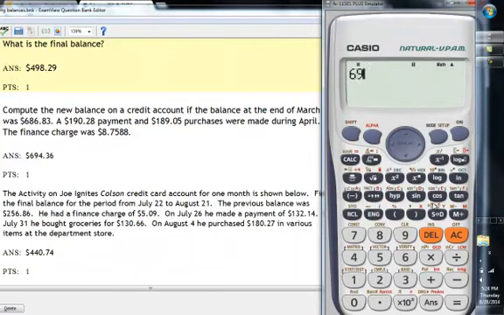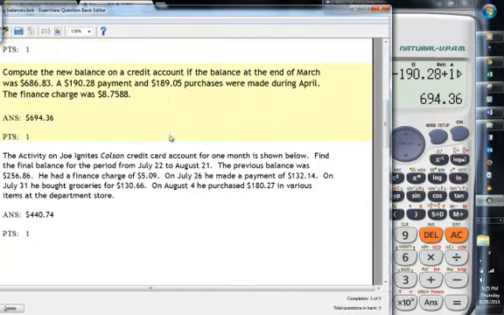So we start with the $686.83. A payment, so that's going to lower the balance, $190.28. And we add the purchases of $189.05 plus the finance charge, which is $8, and in this case it'll be 76 cents because we have to round up to the nearest cent, and we get $694.36. Next one.